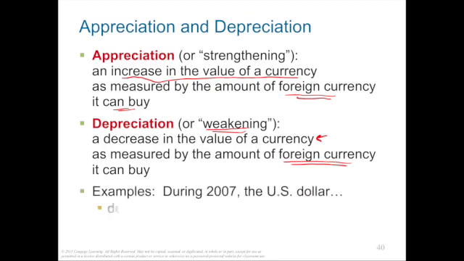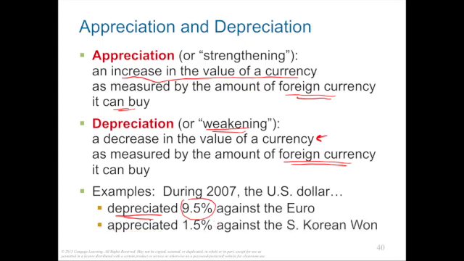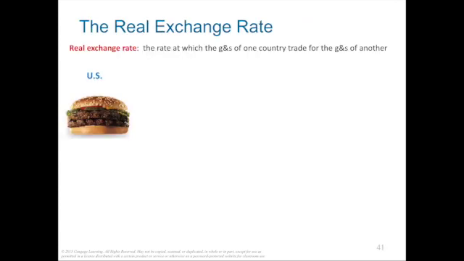Example: during 2007, the US dollar depreciated 9.5%, around 10%, against the euro. What does it mean? It was able to buy 10% fewer euros than it was able to before, but it appreciated with respect to the South Korean won by 1.5%. So it became weaker than the euro and stronger than the Korean won.